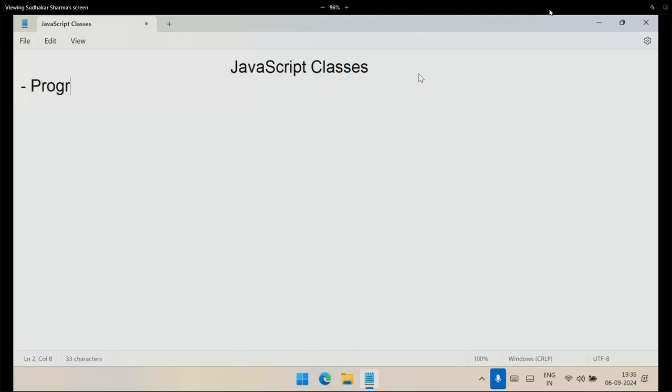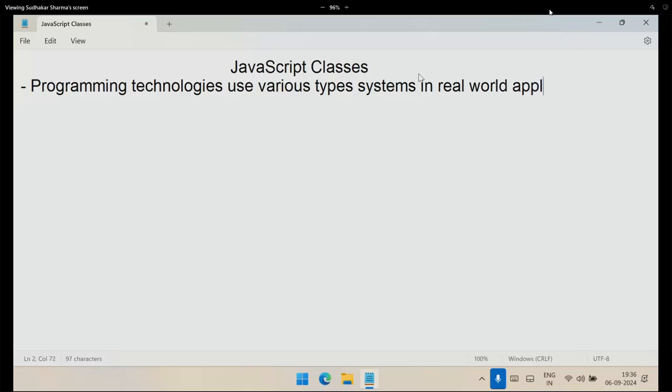Programming technologies use various types of systems in real world application development. Actually, we have different types of programming systems like POPS, OBPS, OOPS. These are different programming systems.